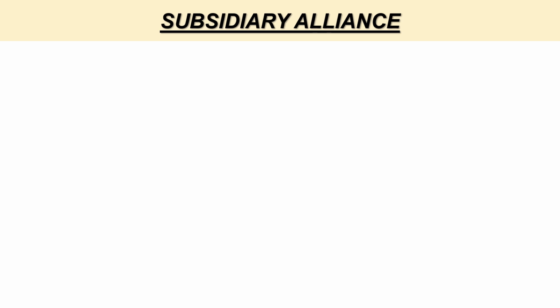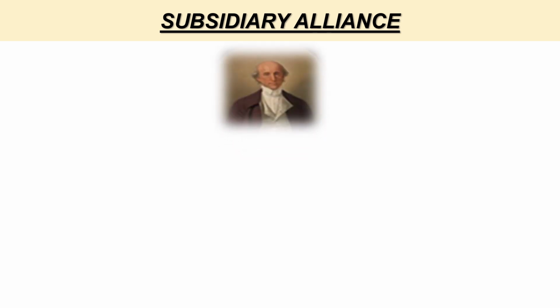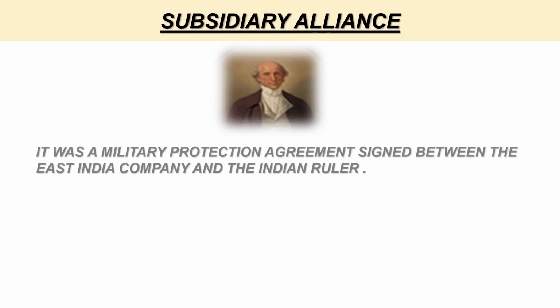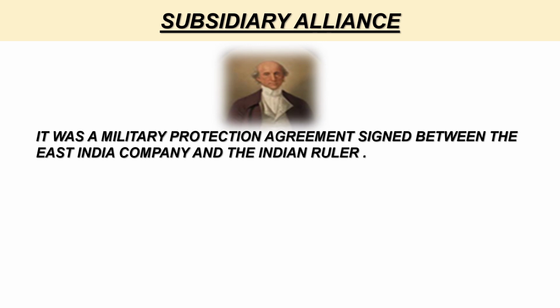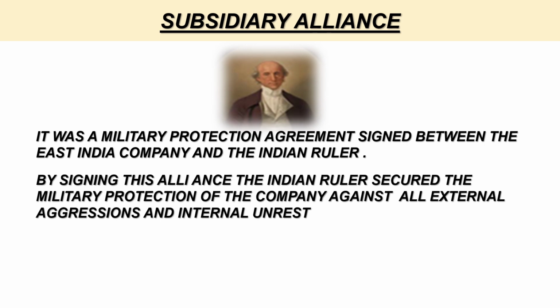Subsidiary Alliance. Subsidiary Alliance was introduced by Lord Wellesley in 1798. This policy was so beneficial for the company that many a time the company forced the Indian kings to sign the alliance. What was this subsidiary alliance? It was a military protection agreement signed between the East India Company and the Indian ruler. By signing this alliance, the Indian ruler secured the military protection of the company against all external aggressions and internal unrest. This protection, however, was given to the Indian kings at a very high cost.